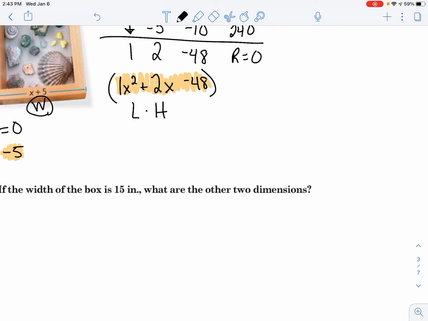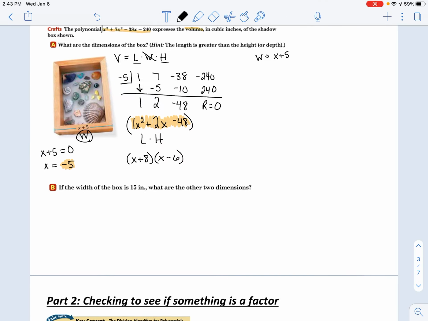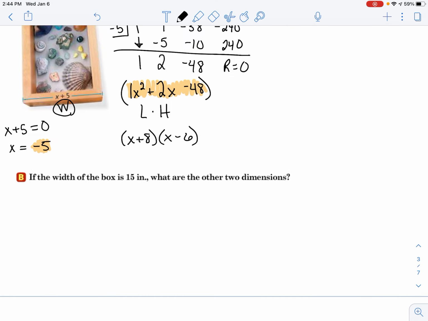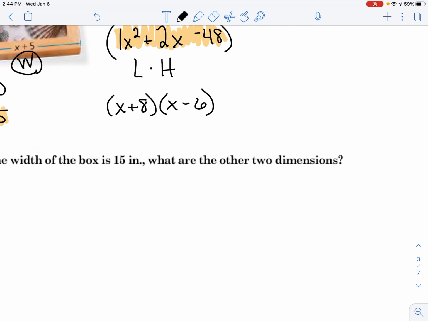Welcome back. I hope that you factored that, whether it's grouping or box, and you should have got an x plus 8 and an x minus 6, no matter what method you picked. So the question becomes, how was that helpful at all? Because one of those is the length and one of them is the height. So let's read the directions. The length is bigger than the height. Okay, well, which one of these will be bigger? Probably this one, right? Because it's a plus 8 versus a minus 6. So I'm going to label this as the length. I'm going to label this as the height.